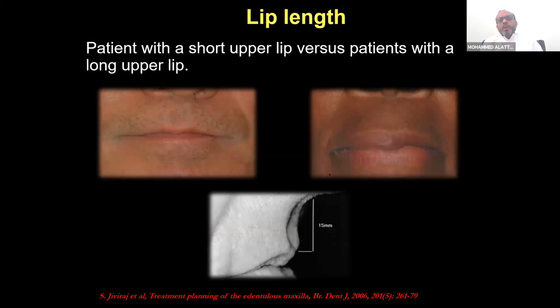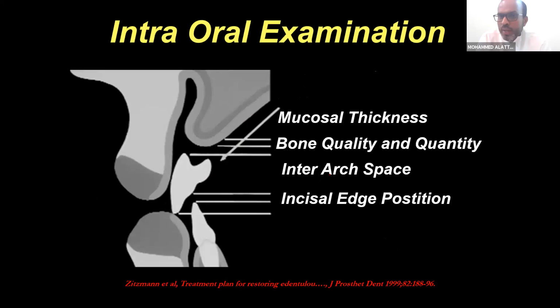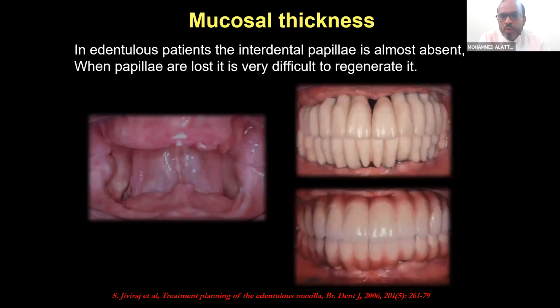What about the intraoral examination? We should examine the mucosal thickness and also the bone quality and quantity. And the golden point is the interarch space. And also we should think about where the incisal edge positions for the future teeth are and what they were previously. Like in all edentulous patients, almost all the interdental papilla is lost, and when it's lost, it's very difficult to regenerate it. Most patients should be told that the teeth you had, with that shape of the gum or interdental papilla, are very difficult to regenerate, and we are trying to accommodate as much as we can.